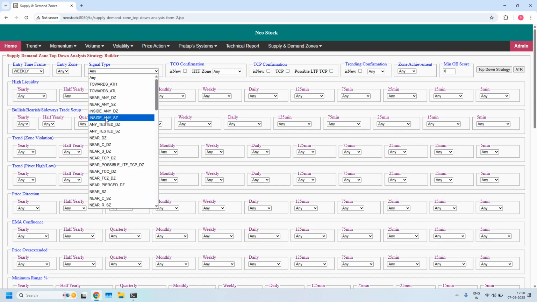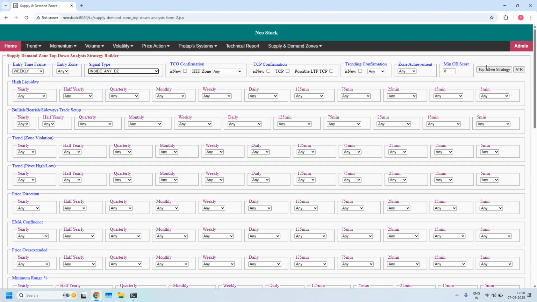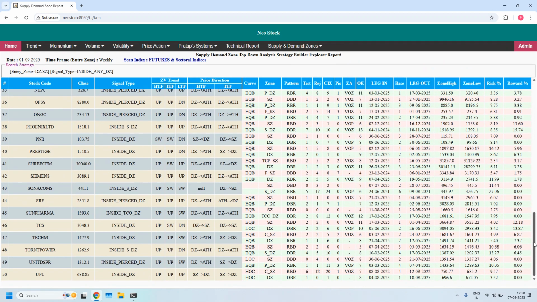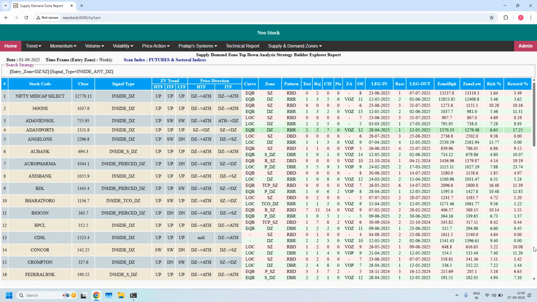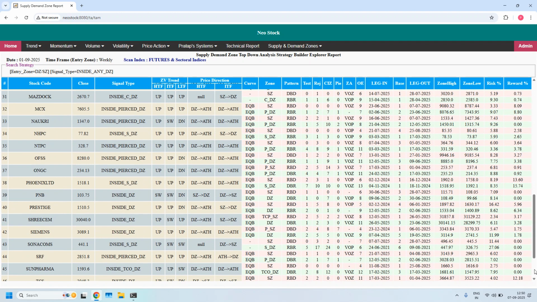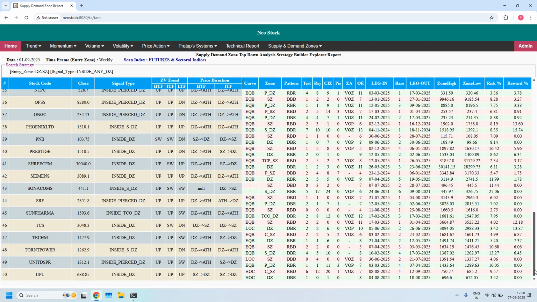Price closed inside the weekly demand zone. Total we got 50 stocks. Earlier we got 50. Out of 50, 32 are filtered. Okay, maybe. Okay, I'm going back.